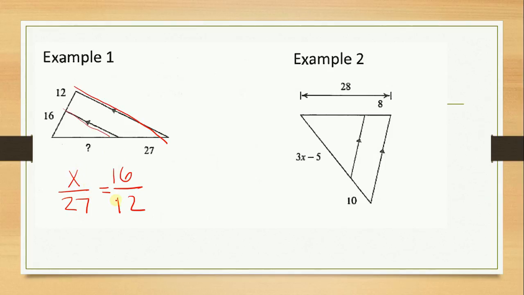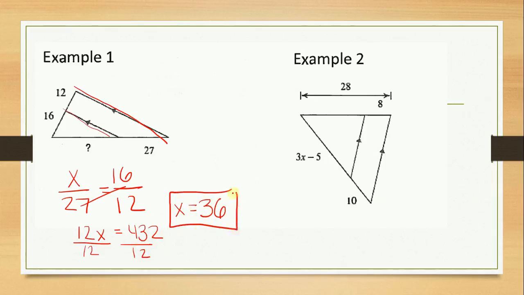So I got x times 12, that would be 12x, equals 27 times 16, holy buckets of big numbers, 432. Solving for x, divide by 12. So x can equal 36 after I divided it. So this would be 36 right there. Let's do the same thing here.